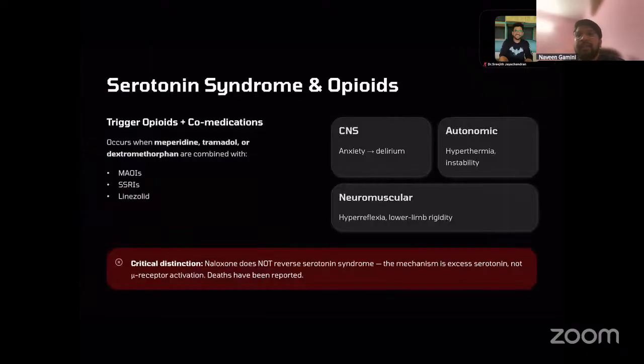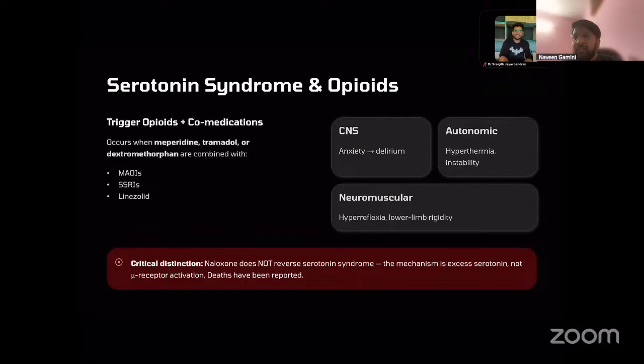Next, some other pathophysiology here is serotonin syndrome and opioids. There are a few trigger opioids that, when mixed with a co-medication, can cause serotonin syndrome. The trigger opioids are meperidine, tramadol, and dextromethorphan. When these are combined with MAO inhibitors, SSRIs, or linezolid, that's when we can see serotonin syndrome.